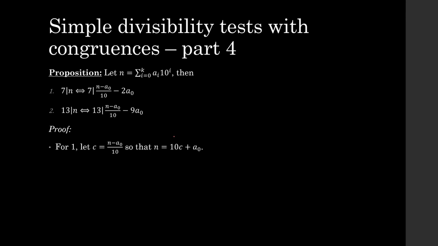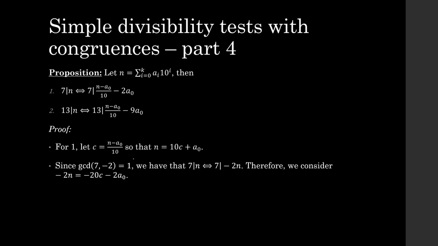So for 7, we're going to let c be (n minus a0) over 10 to save us some space, so that n is equal to 10 times c plus a0, just by rearranging this. So this is going to be pretty specific, but you'll have to note that the GCD of 7 and minus 2 is equal to 1. And so from a theory of divisibility that we had before, which you might want to refer to again, we have that 7 divides n if and only if 7 divides minus 2n, because 7 and minus 2 are coprime. Therefore, we're going to consider minus 2n equals minus 20c minus 2a0, and see what condition we can get for that. And so the condition will also apply for 7 dividing n.